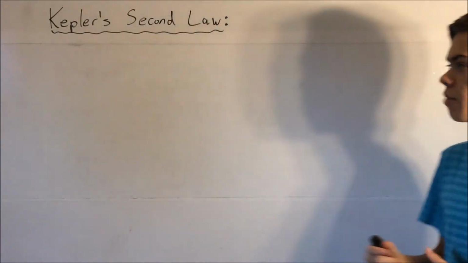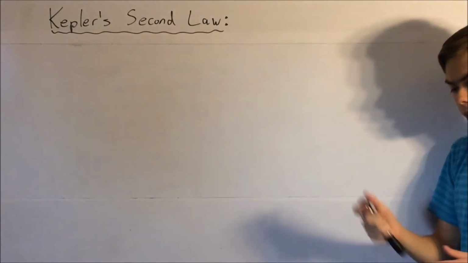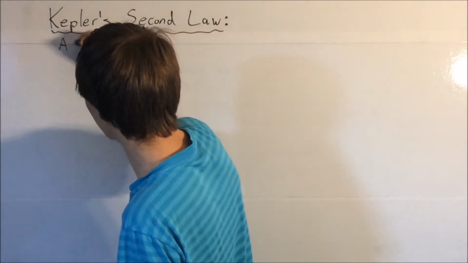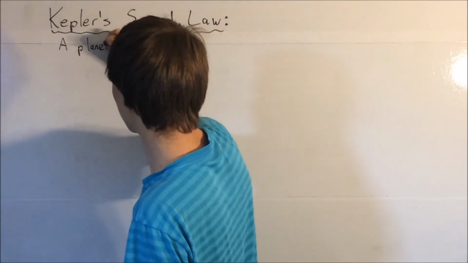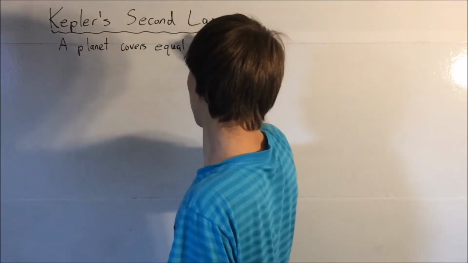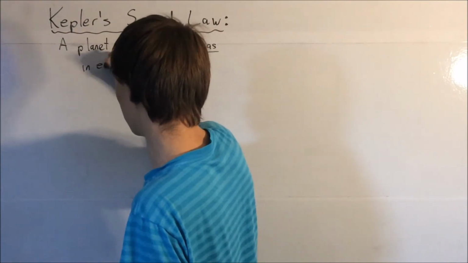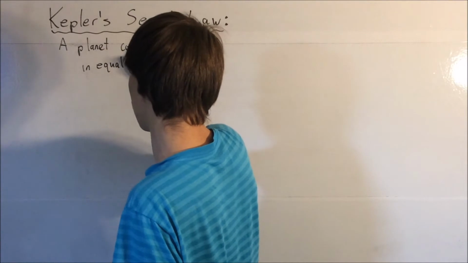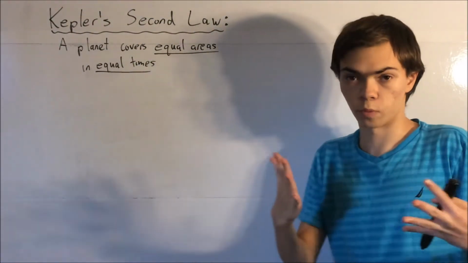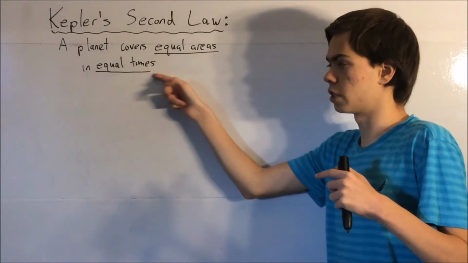Today, we are going to be deriving Kepler's second law. What Kepler's second law basically states is that a planet covers equal areas in equal times. So, as a planet moves along its orbital path, that planet is going to cover equal areas in equal times.